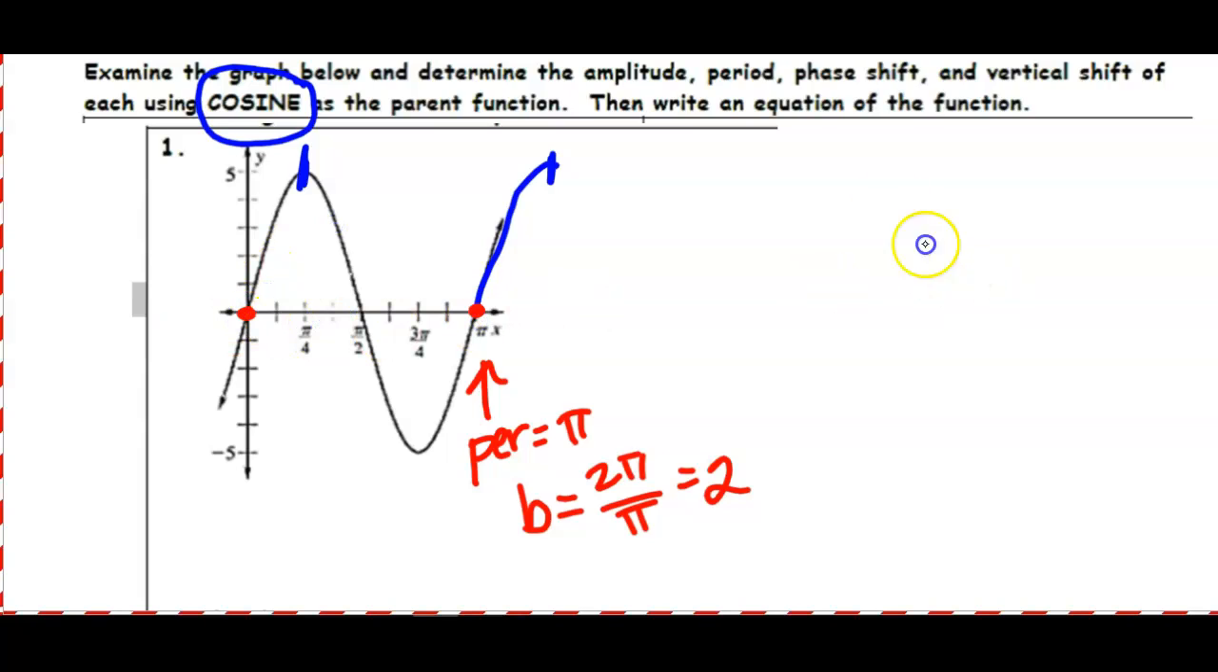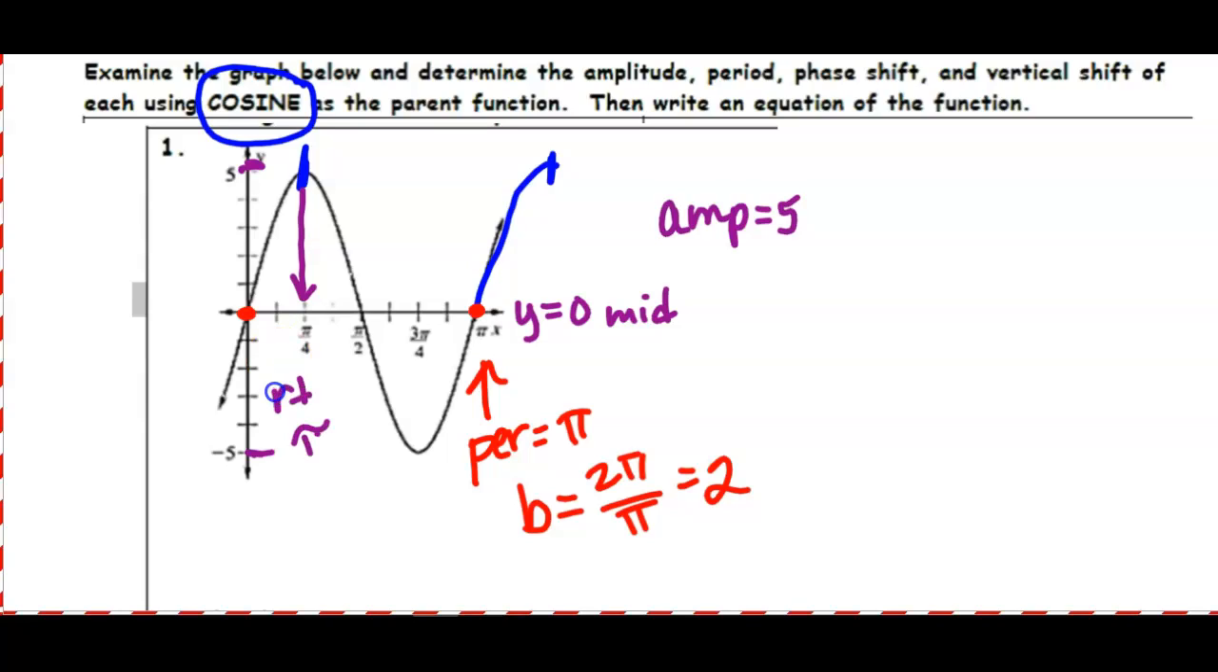The midline for this one is just the x-axis, or y equals 0. So there is no shift up or down. And it goes up as high as 5 and as low as -5, so the amplitude is just 5. What are we missing? Anything? We have to call it a cosine graph. Okay, if we're going to call it a cosine, then we measure from the peak forward, from the maximum forward. So we're going to say that it shifted to the right pi over 4.